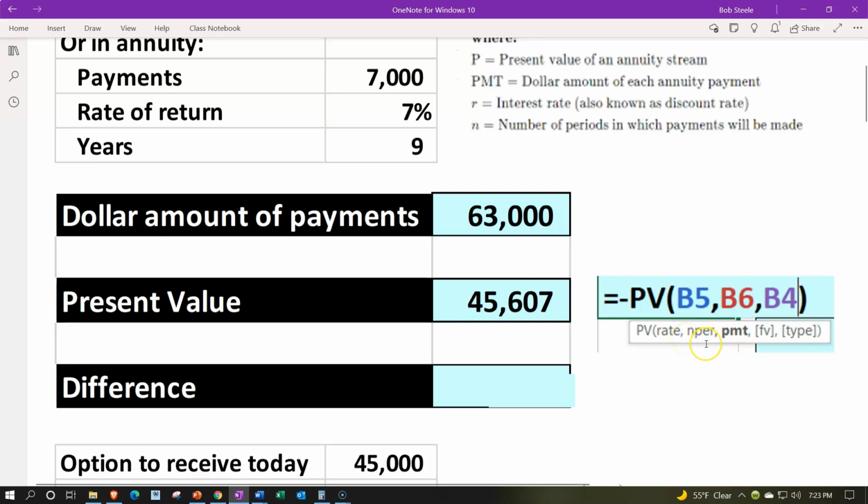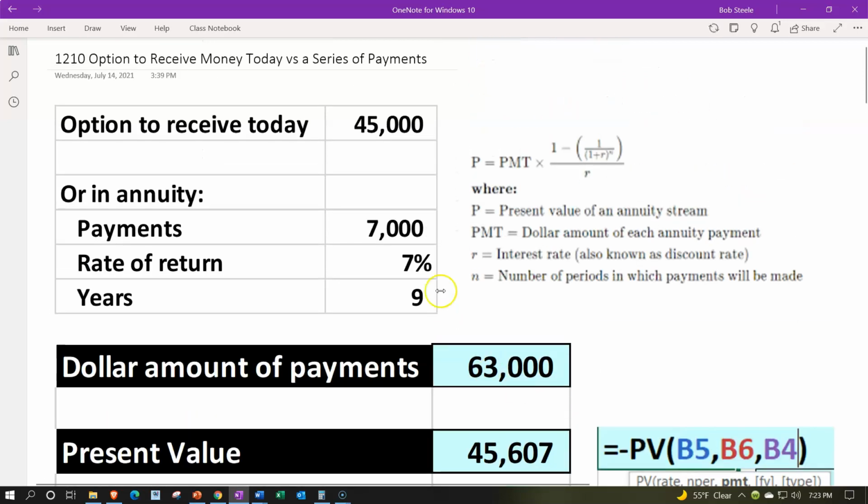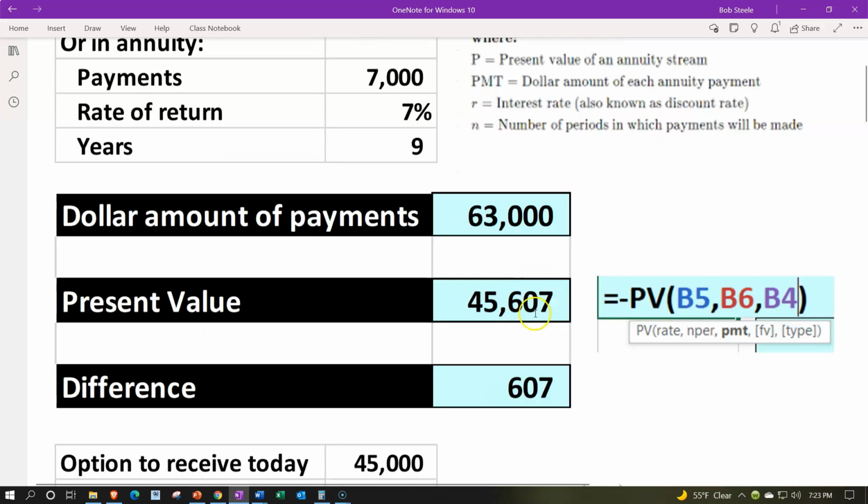And then we're going to say comma, number of periods, which we're going to say is 9, and then comma, the next one would be the payment. The payment is going to be the 7,000. That would then give us the result of the 45,607. Now, if we compare that 45,607 to the amount in terms of today's dollars that they gave us, which was the 45,000, then we have a difference of the 607.